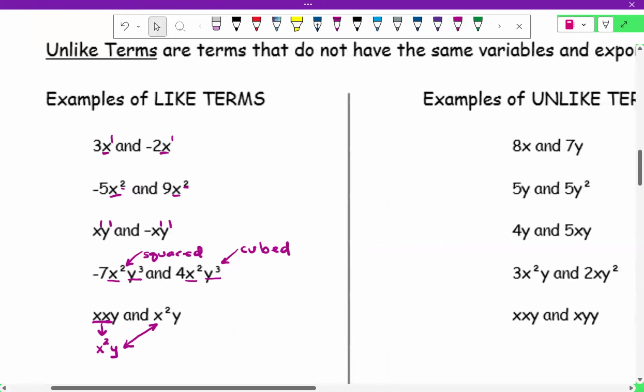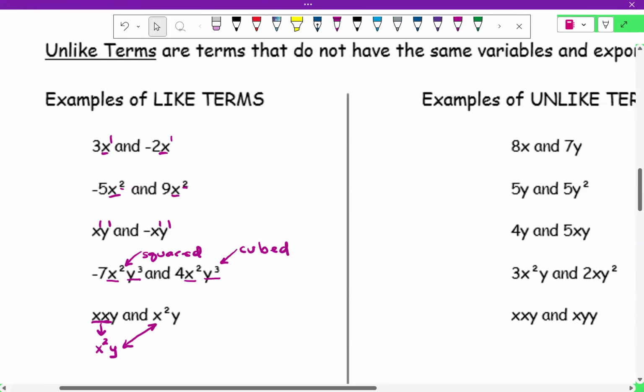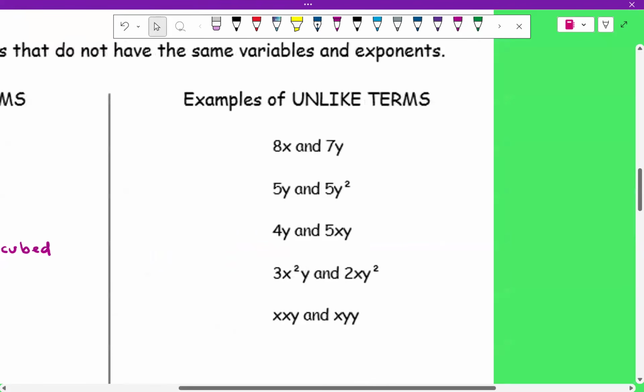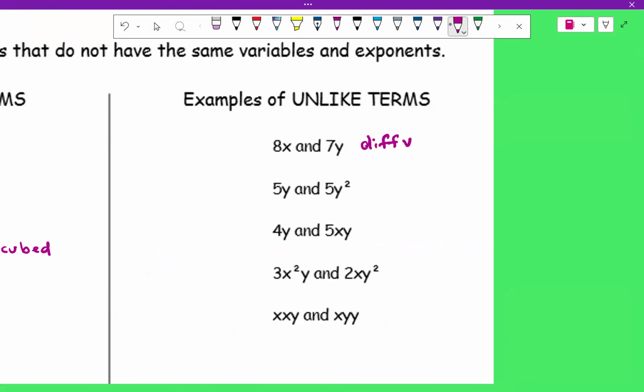So now let's look at some examples of unlike terms, and let's write down why they're unlike. So in our first example, 8x and 7y, they have different variables. What do you think the problem is with 5y and 5y squared? What's the exponent on the 5y? It's that imaginary 1. So they have the same variable. Do they have the same exponent? They don't. So we have different exponents. 4y and 5xy, they both have a y, but this one has an x. So different variables again.